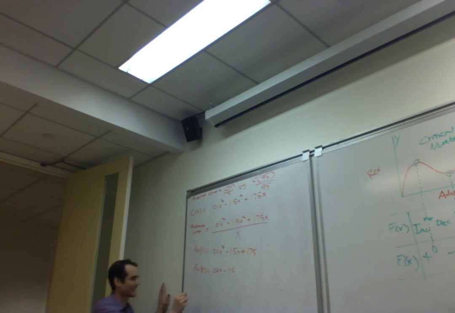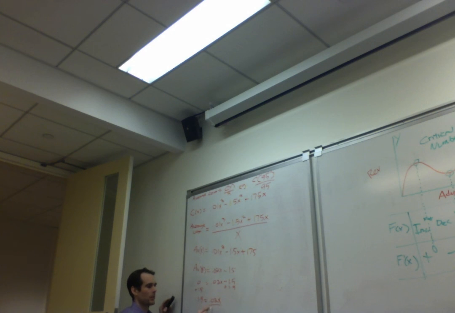Yes! You're on it. Alright, so I set this equal to 0: 0 equals 0.02x minus 1.5. And this is an easy one. I don't have to do much factoring. At this point, I can add 1.5 to both sides. So 1.5 equals 0.02x. What do I do next?